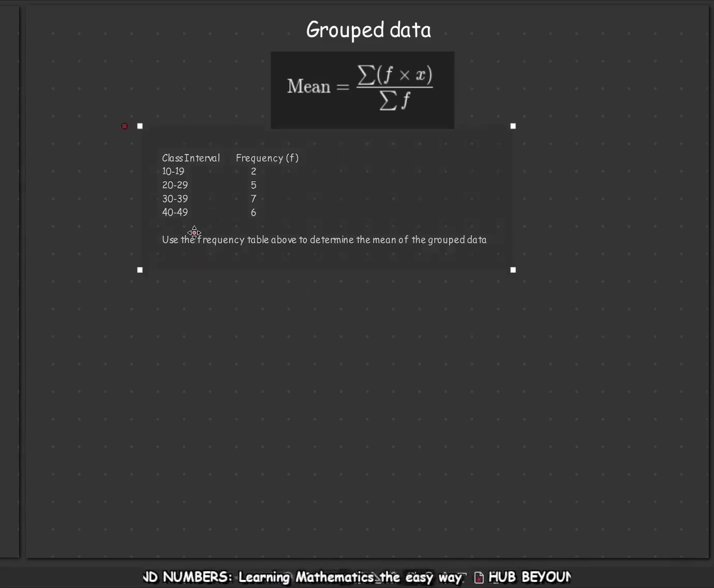In one of the previous videos, I taught on how to get your class midpoint. So we did the class intervals and then the class boundaries, then the midpoint. That is the same thing we are going to apply here, right? So let's quickly look into that.